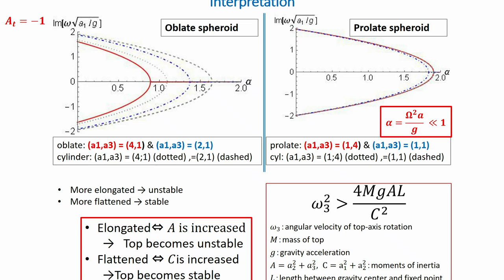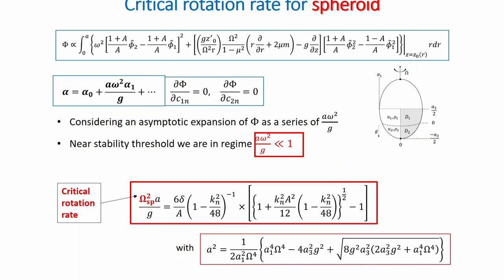For elongated or prolate, and more elongated, means the inertial moment in the horizontal direction is greater than the inertial moment in the axial direction. Then the critical speed for stability of a sweeping top is increased. Therefore, more elongated is more unstable. And oppositely, if flattened, as oblateness is increased, the top is more stable. And you can interpret this from the stability of this top.